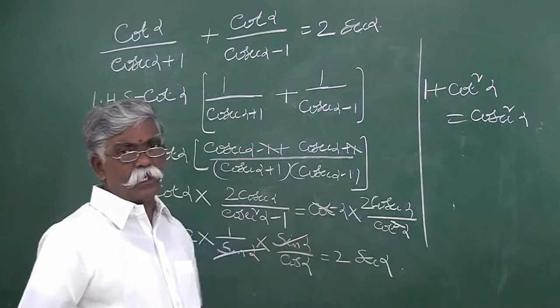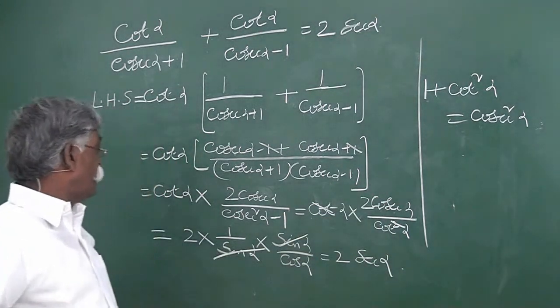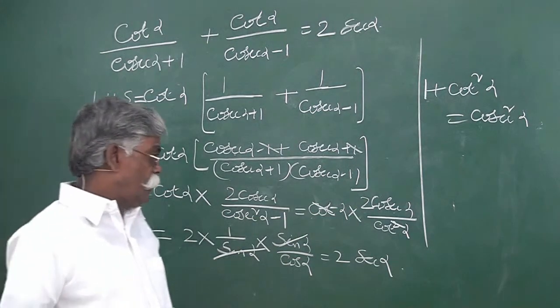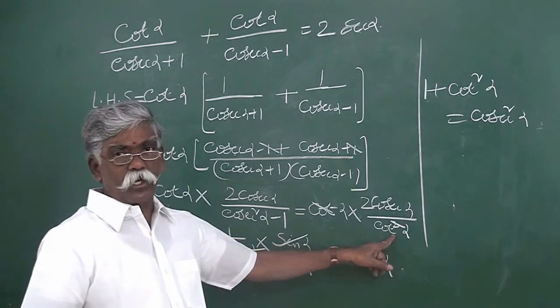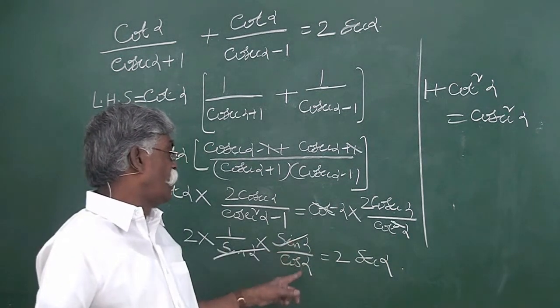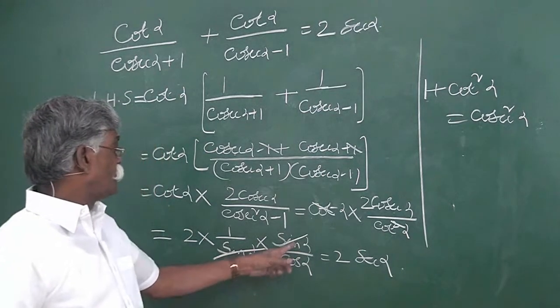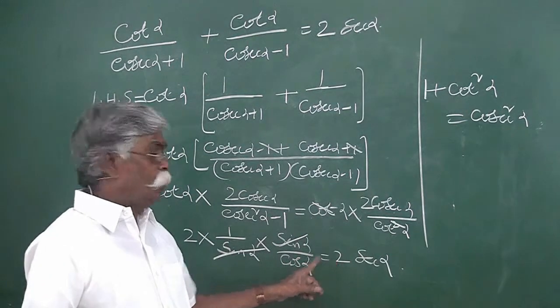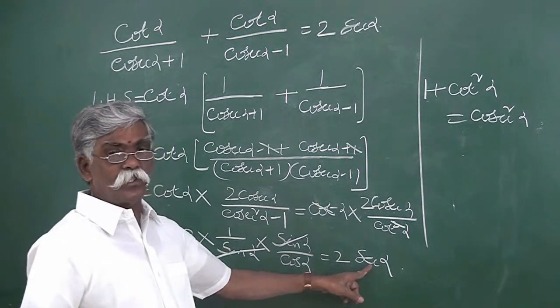Now if we convert them into sin and cos, 2 into cosecant alpha is 1 by sin alpha, and in the denominator we have got cos alpha by sin alpha. When we reverse it, it is sin alpha by cos alpha. So these two things get cancelled. Therefore this is 2 into 1 by cos alpha, which becomes secant alpha.